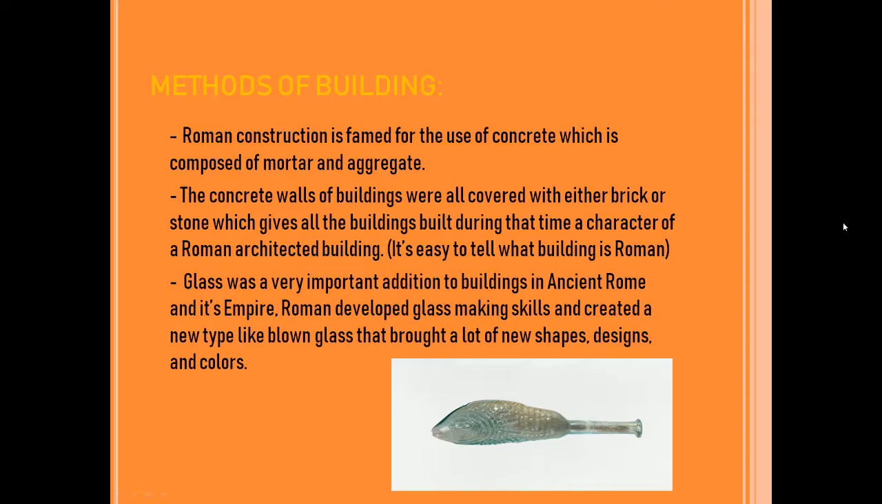And then glass was a very important addition to the buildings. I include it as a method of building because it was really big. You have your normal glass, but the Romans developed glass making skills and created blown glass, which brought new shapes, designs, and colors. As you can see, I have a picture right there of one of the examples.